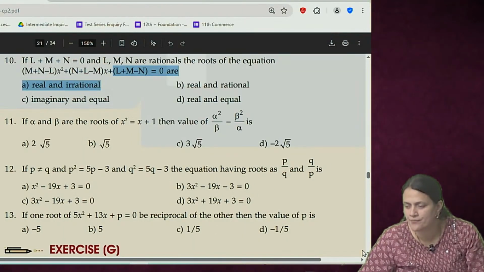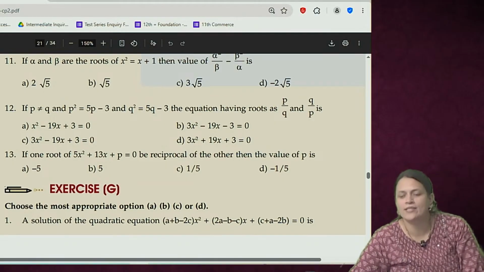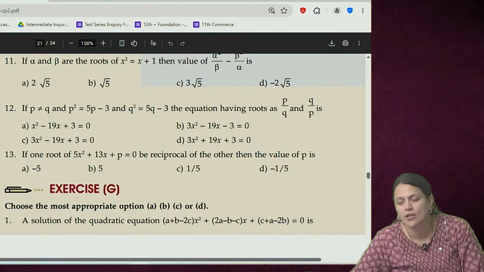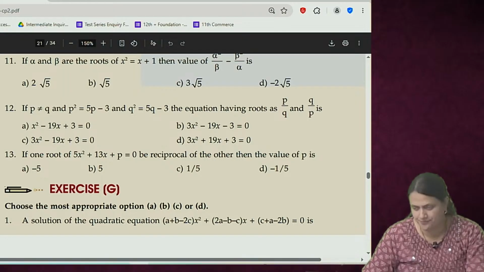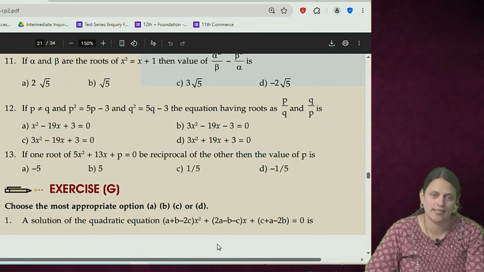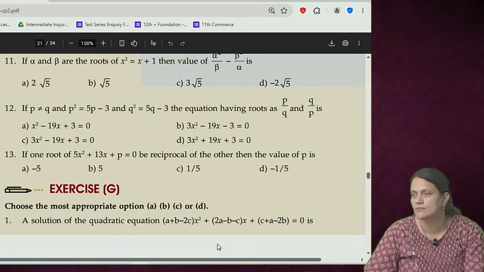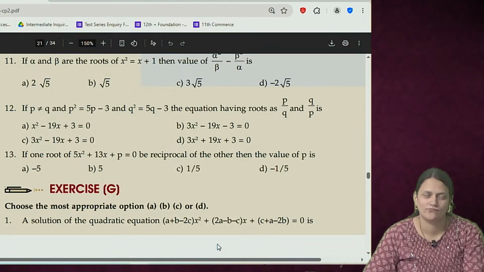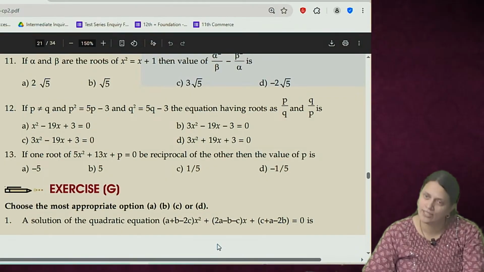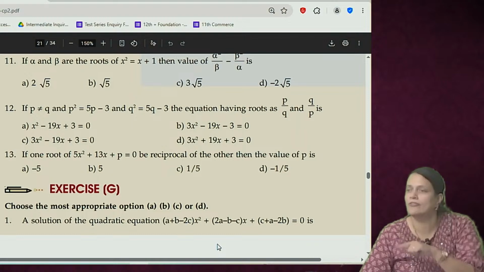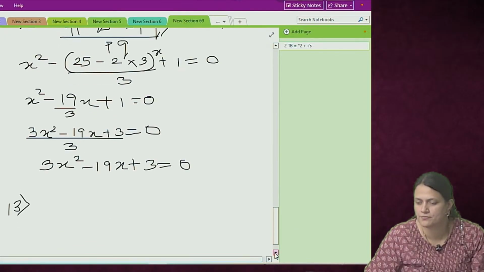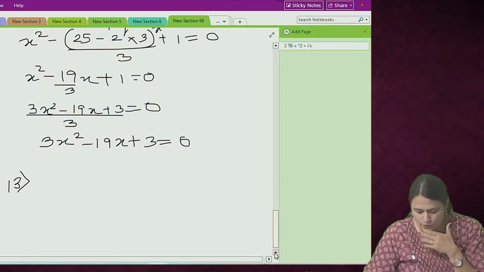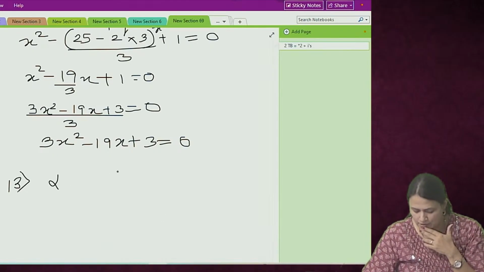Now 13th question is, if one root of 5x square plus 13x plus p is equal to 0 is the reciprocal of the other, then the value of p is. म्हणजे समजा एक रूट अल्फा असेल तर what will be the other root? कंडिशन काय वाचली मी आता? 1 by alpha. So alpha is one of the roots, other will be 1 by alpha. Reciprocal. Okay. So as you can see over here, one is alpha, other is 1 by alpha.